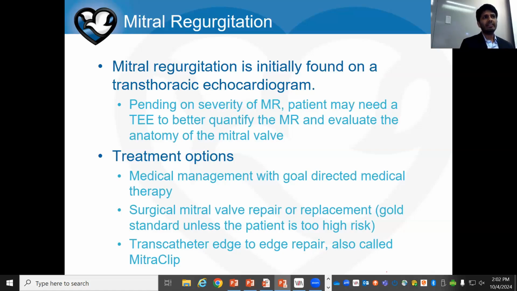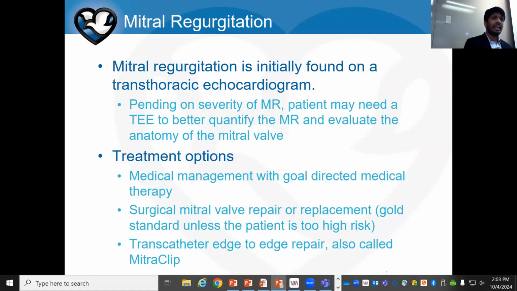Everyone who comes with a leaky valve, as I mentioned, it can be a mechanical problem, which is primary mitral leak, where the leaflets themselves are the problem. In those patients, usually medical therapy itself is not appropriate because there is a mechanical problem with the valve leaflets. So we usually have to do something to fix it, either with surgery or with the mitral clip procedure, which I will mention moving forward.